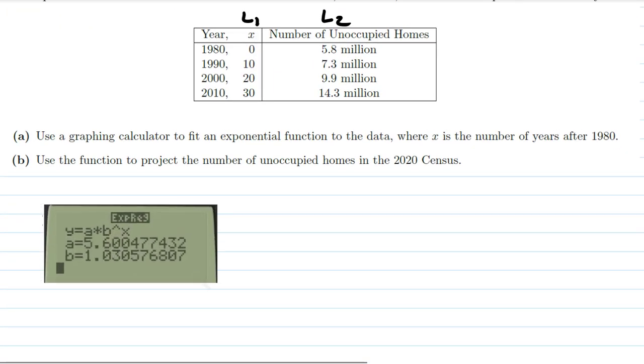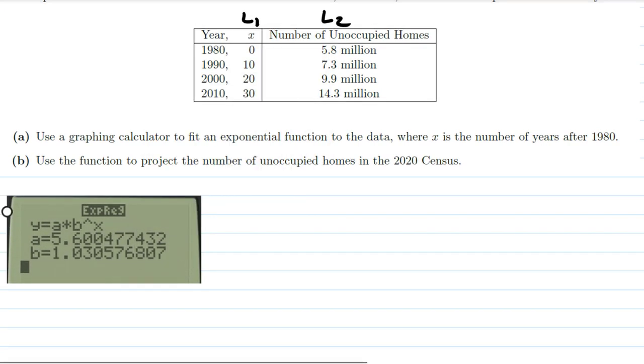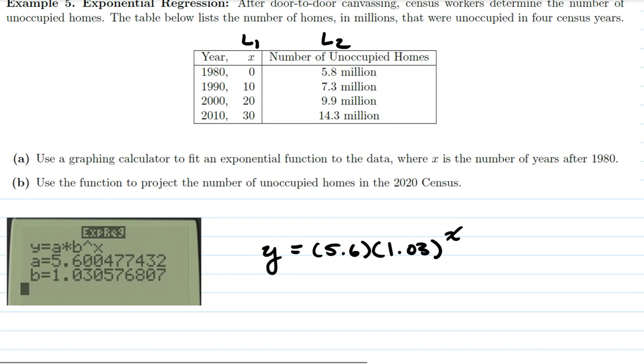So then to write down an approximation, it says that y equals a times b to the x. So our model, rounding to the nearest tenth, would be 5.6 times 1.03 raised to the x.